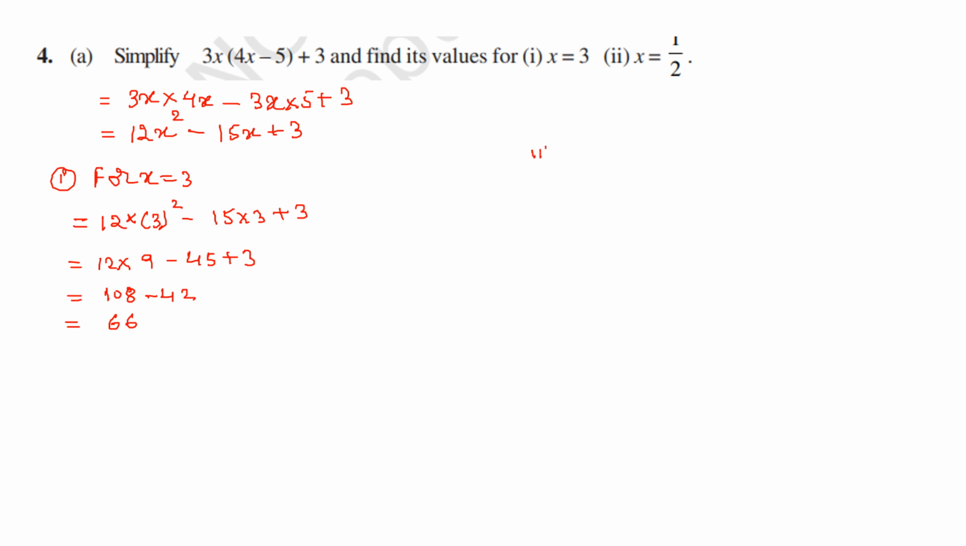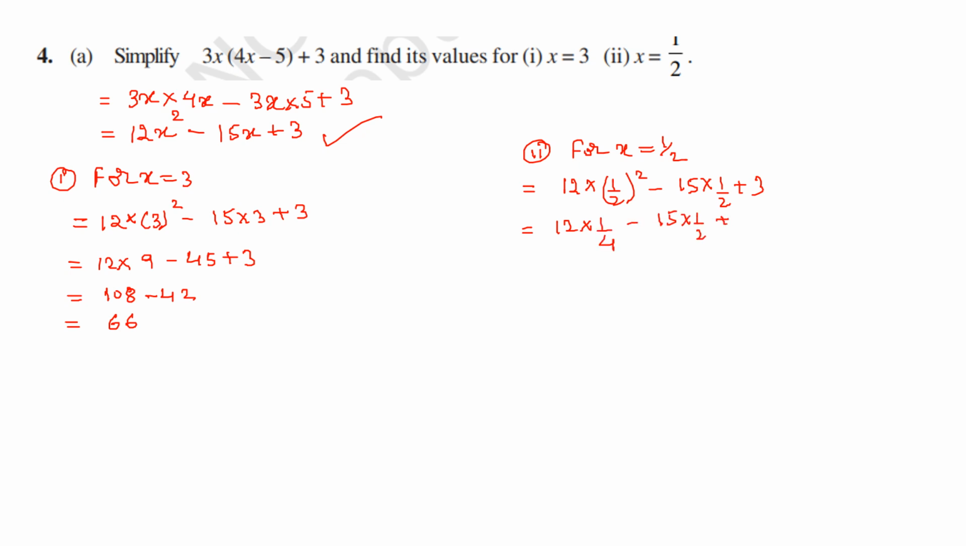Now the second one is you have to find the value of the expression for x equal to 1 by 2. So again in this expression you have to substitute the value of x as 1 by 2. So it will be 12 into (1 by 2) whole square, minus 15 into 1 by 2, plus 3. So it will be 12 into 1 by 4, minus 15 into 1 by 2, plus 3.